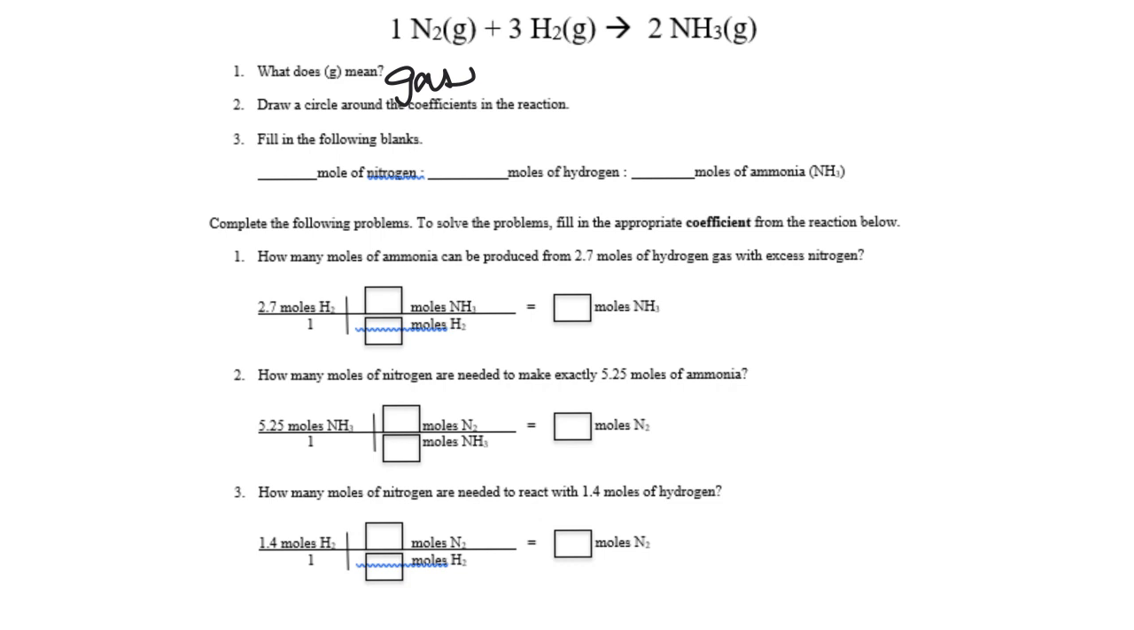Then it says draw a circle around the coefficients. So remember, we talked about the difference between coefficients and subscripts. So there's one coefficient, second coefficient, third coefficient. Coefficients are the big numbers that appear in front of the substance in the chemical reaction. So now that gives us our ratios for one thing to another. So it's 1 mole of nitrogen per 3 moles of hydrogen per 2 moles of ammonia.